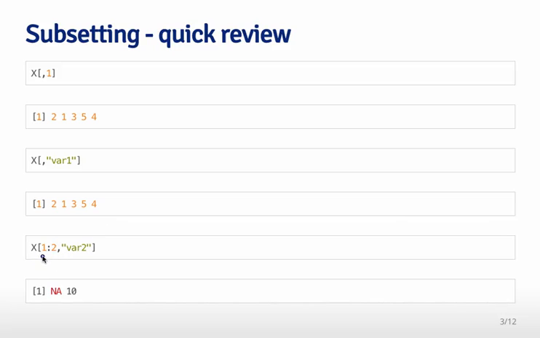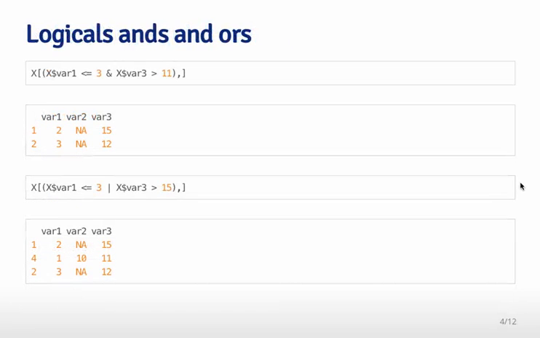I can subset by both rows and columns at the same time. So for example, this command here, x open bracket 1:2 comma var2, will actually output the first 2 rows of x and the second column of x. So you can subset both on rows and columns at the same time.